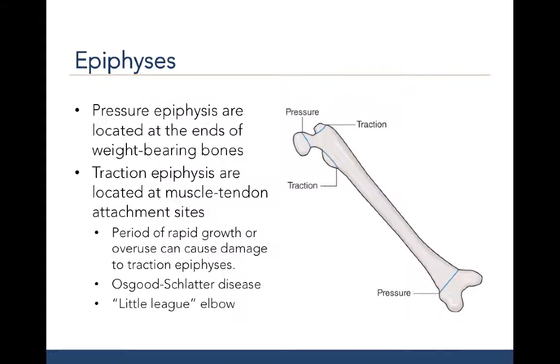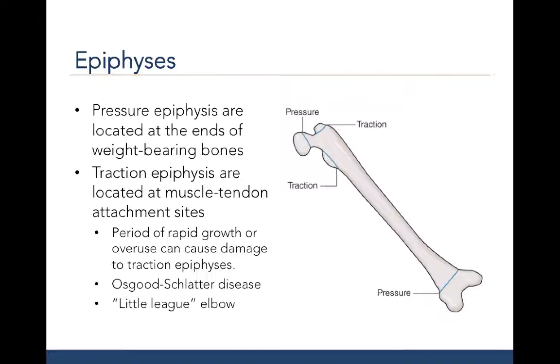The pressure epiphyses are located at the end of weight-bearing bones because the weight of the body puts pressure on these regions and stimulates bone growth. In addition to pressure epiphyses, traction epiphyses also stimulate growth. Traction epiphyses are located at the muscle tendon attachment sites on the bone.